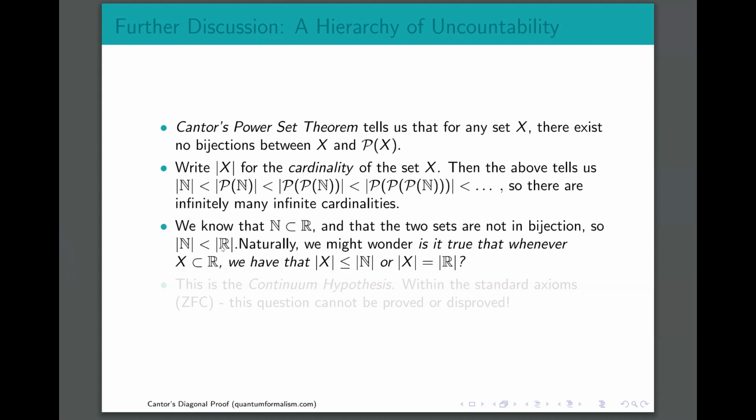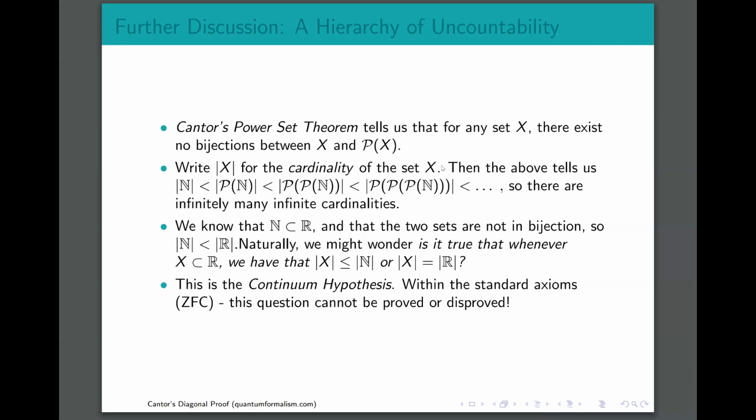What we might wonder is the following. If we take a subset X of the reals, is it necessarily true that X is a finite or countably infinite set? So is X countable, or is X equal in cardinality to the reals? Does X have a bijection between it and the reals? So this question here, is X either countable or in bijection with the reals whenever X is a subset of the reals? This is the continuum hypothesis.